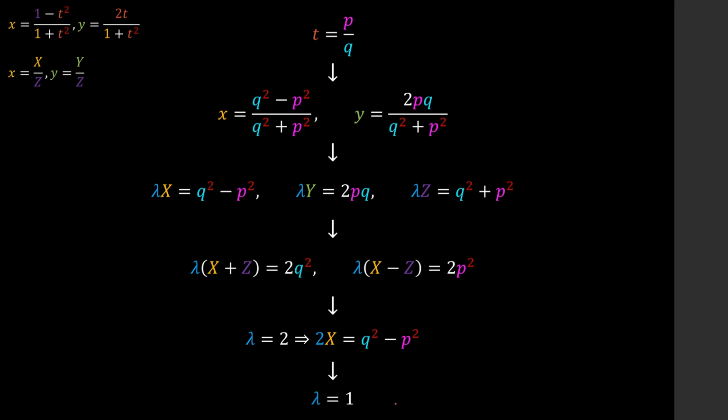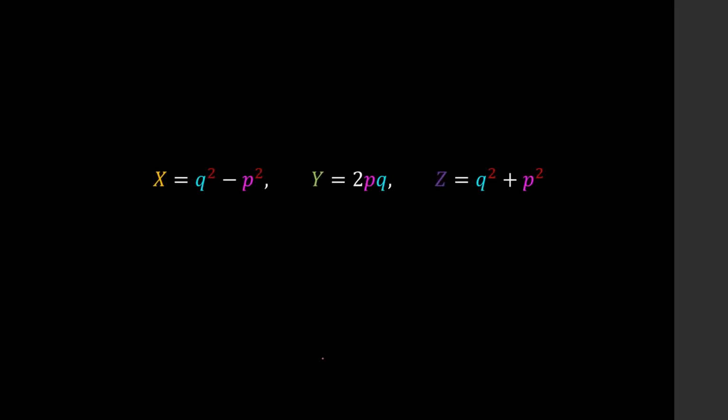So that means lambda has to be 1. And voila! Look at that. If lambda is 1, then we've just got x equals q squared minus p squared, y equals 2pq, and z equals q squared plus p squared. And so now if we just choose q and p such that they don't have a common divisor, well then we can characterize all of our integer solutions to the Pythagorean theorem.